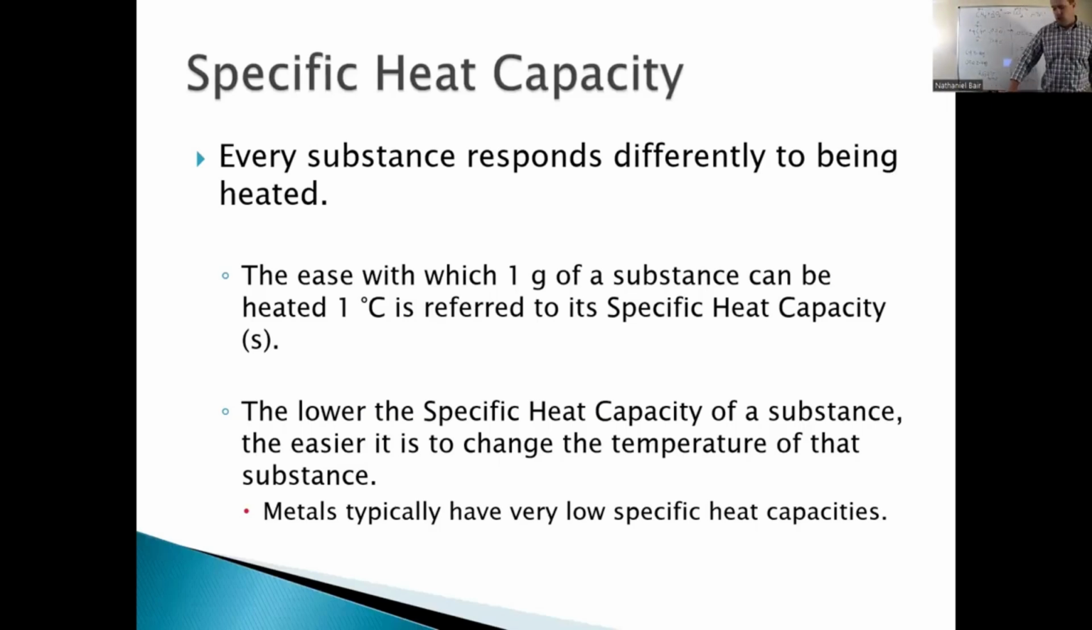Specific heat capacity is the term we have for how we determine how easy it is to heat or cool a substance, how easy it is to change the temperature of a substance. Some substances are easy to change the temp of. They have a low specific heat capacity, and some substances are hard to change the temp of. They have a high specific heat capacity.